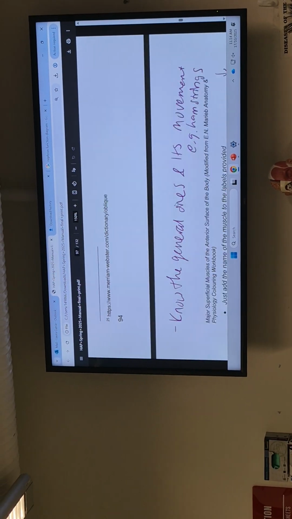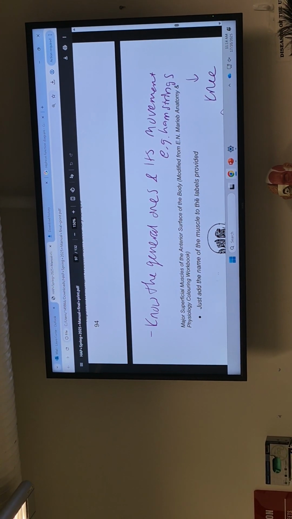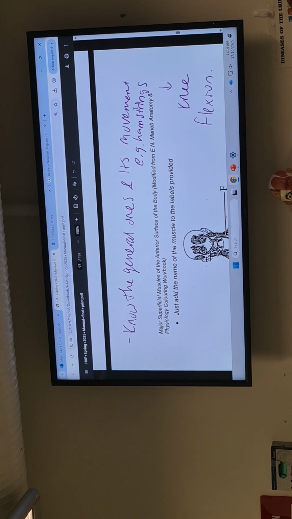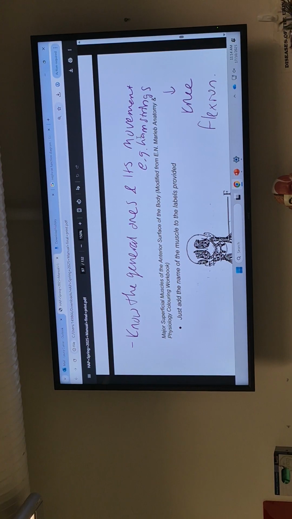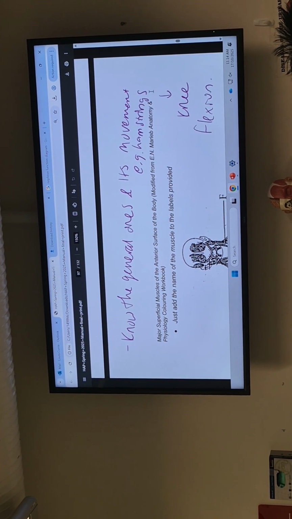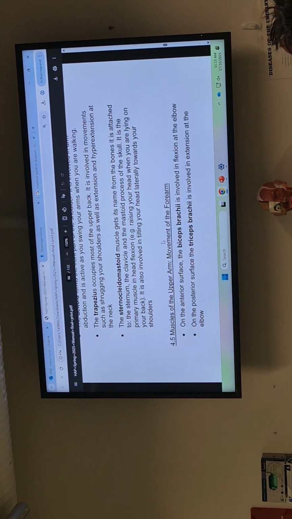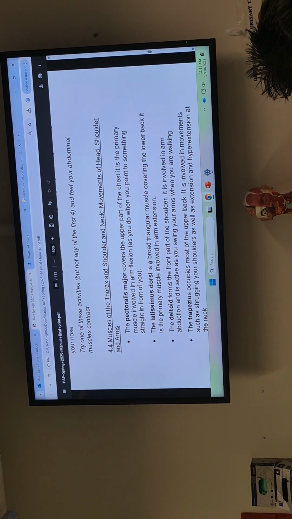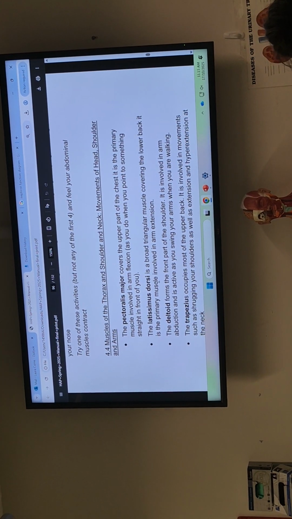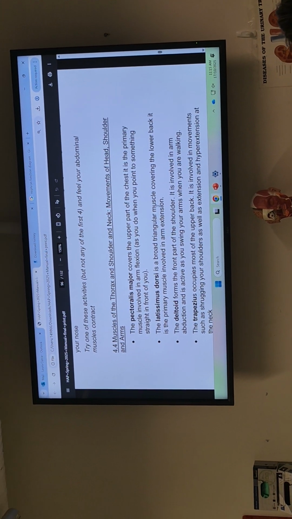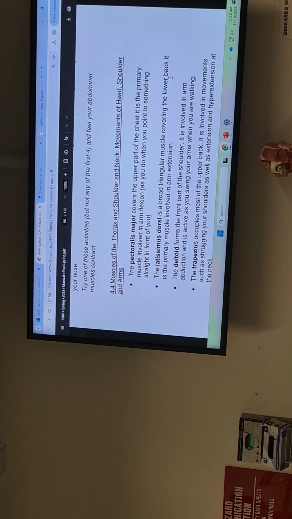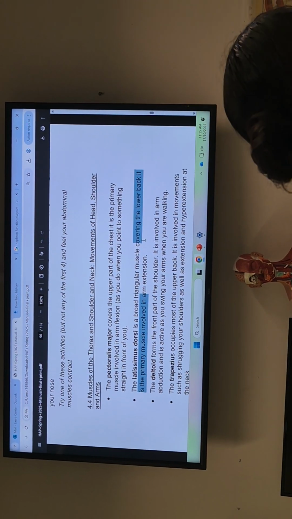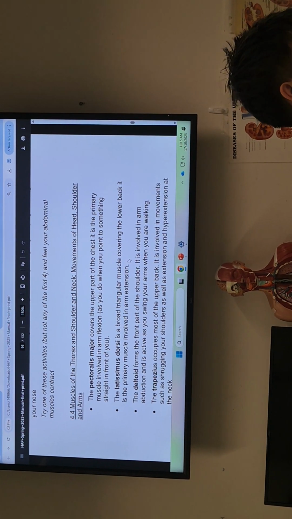And here I've written down the general one, so it's everything that's on the diagram, and also the movement that it allows. For example, your hamstrings allow for knee flexion. So you can also go up here, and it literally tells you everything. Like your lats, or latissimus dorsi: it's your broad triangular muscle that covers the lower back, and it is the primary muscle involved in arm extension. So that is your movement: the movement that it allows is arm extension.